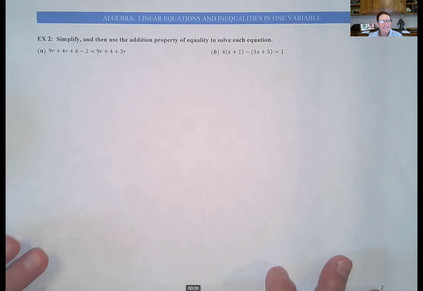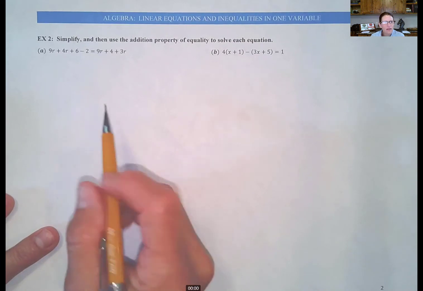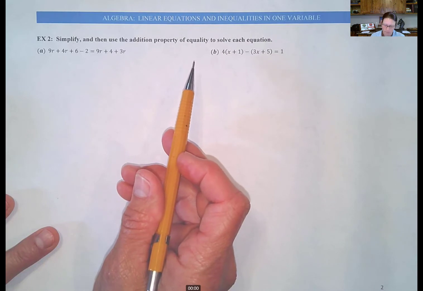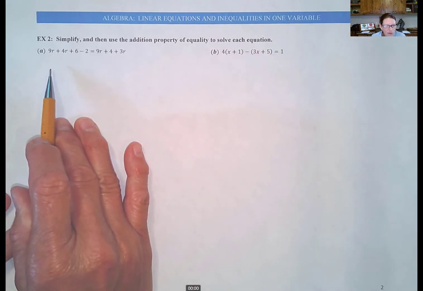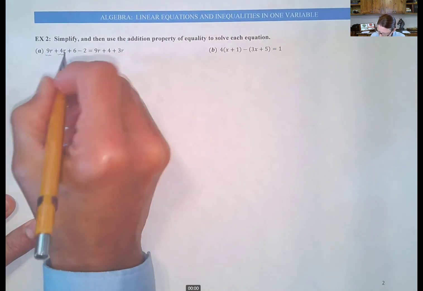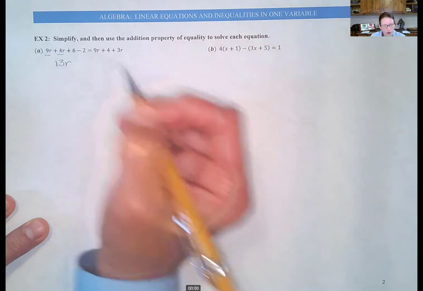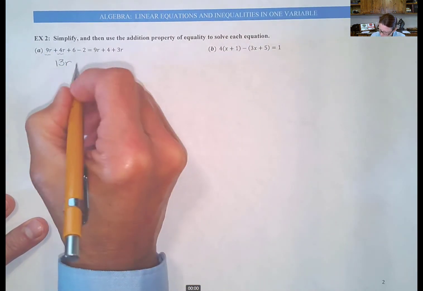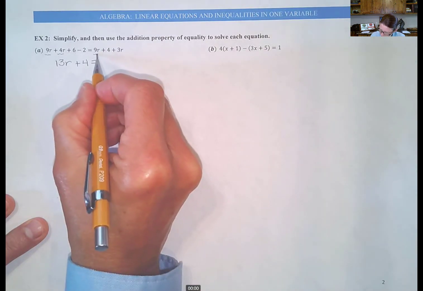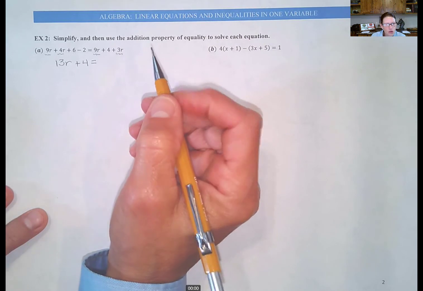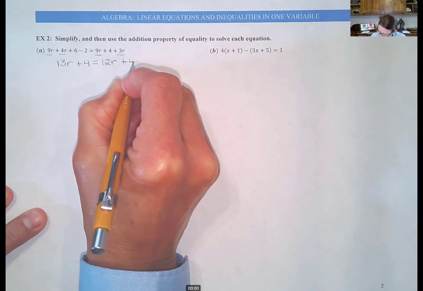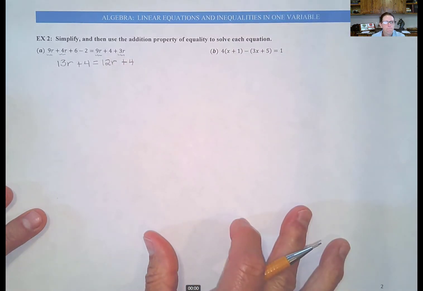Let's look at one more example here, parts A and B, where we simplify and then use the addition property of equality to solve each equation. In part A, we're going to simplify by combining our like terms, all right? On the left, 9r plus 4r is 13r, and 6 minus 2 is 4. Now on the right-hand side, combining like terms, 9r plus 3r is 12r.